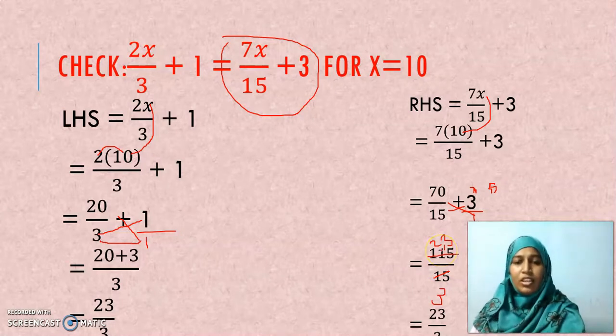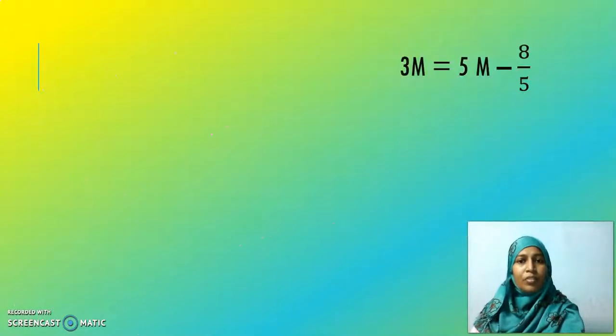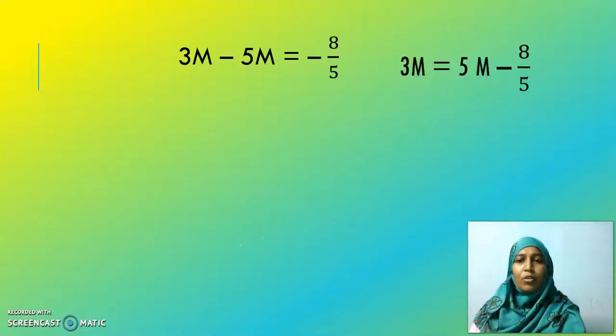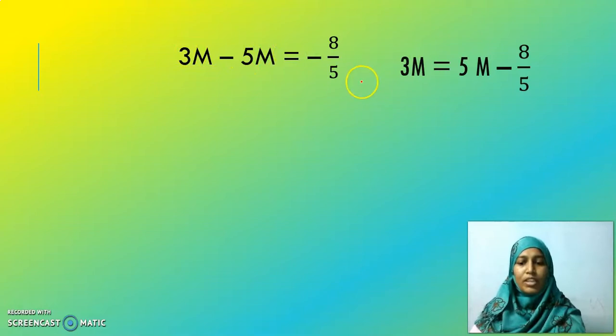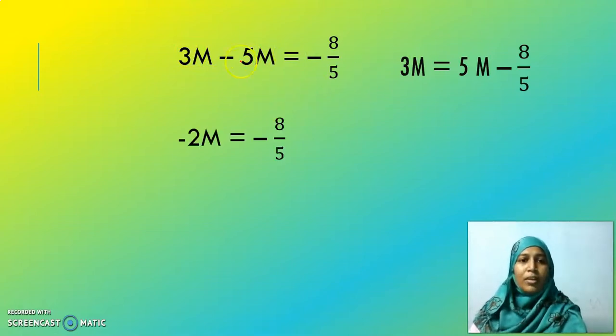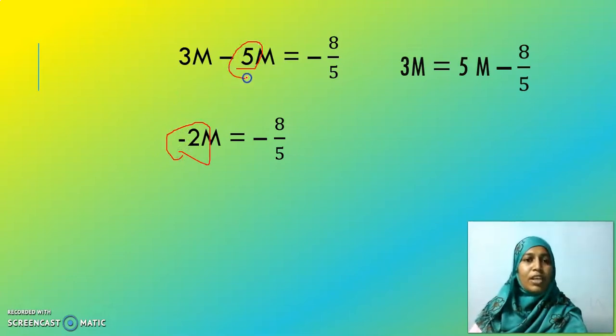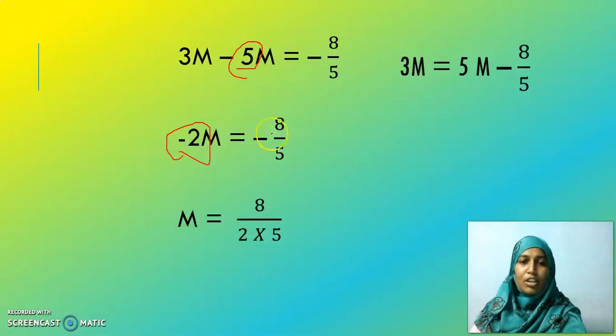Okay, children. Now the next question is 3m is equal to 5m minus 8 by 5. I have transposed this 5m to the left hand side. I got 3m minus 5m is equal to minus 8 by 5. 3m minus 5m is minus 2m. Why minus 2m? Because of the bigger number's sign. 5 is the bigger number, so minus sign. Minus 2m is equal to minus 8 by 5.